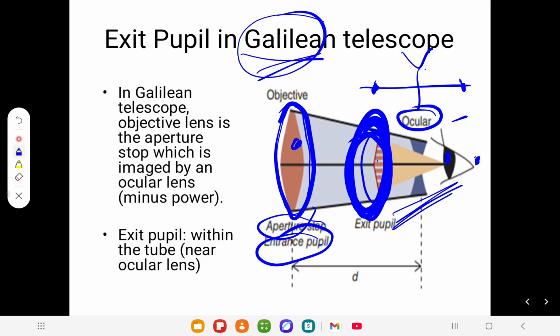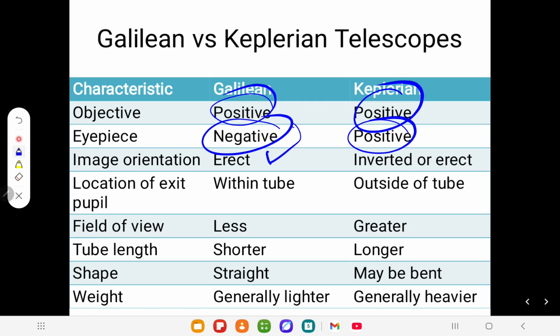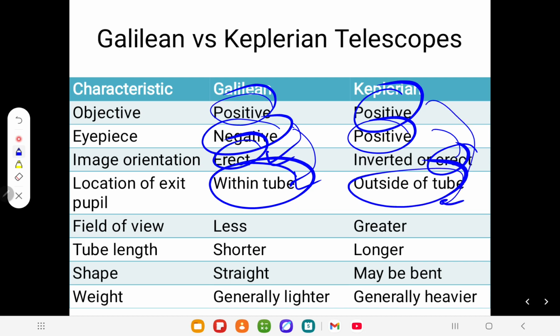You must understand why the exit pupil lies inside of the system in Galilean telescope and why the exit pupil lies outside of the system in Kepler telescope. It's centrally important to understand this concept. So in final, the objective lens in case of Galilean is always positive. Kepler, definitely positive. The only difference is that in case of Galilean telescope there is a negative eyepiece, here a positive eyepiece. Since it's a negative eyepiece, it makes an erect image. Okay, it makes a virtual image.